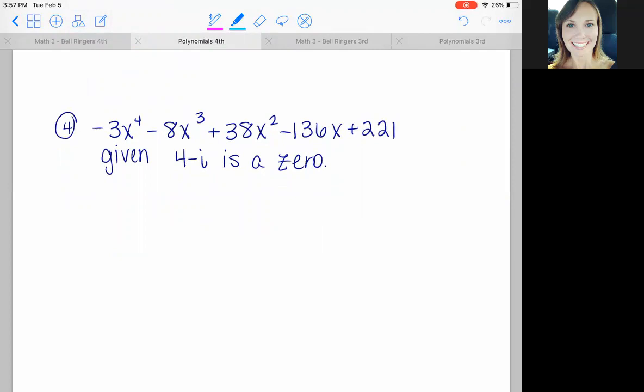For number 4, I have a given 0. This one looks a little bit different than the last one. So this one is 4 minus i. This is still a complex 0. The other 0, though, is going to be 4 plus i. So I already have 2 answers here. I get one that was given and then one that I can find from the given, because all you're doing is taking what's called the complex conjugate. So these are 2 zeros.